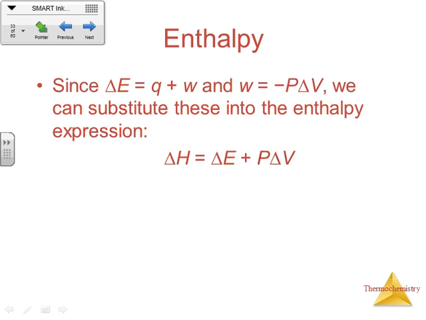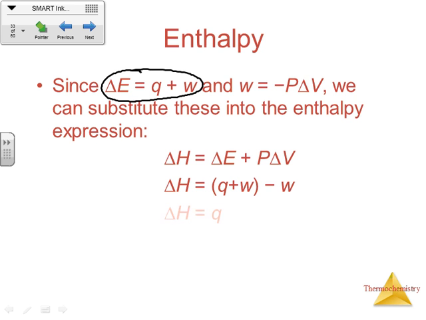So we need to keep that in mind, okay? And then we also know that delta E from yesterday equals Q plus W, okay? Heat plus work. So then, if we substitute all of this through, delta H equals Q plus W, that's the delta E part, right? And then the P delta V part, that's the negative W part, okay? If we plug all that in, the work cancels out, and delta H equals Q, okay?